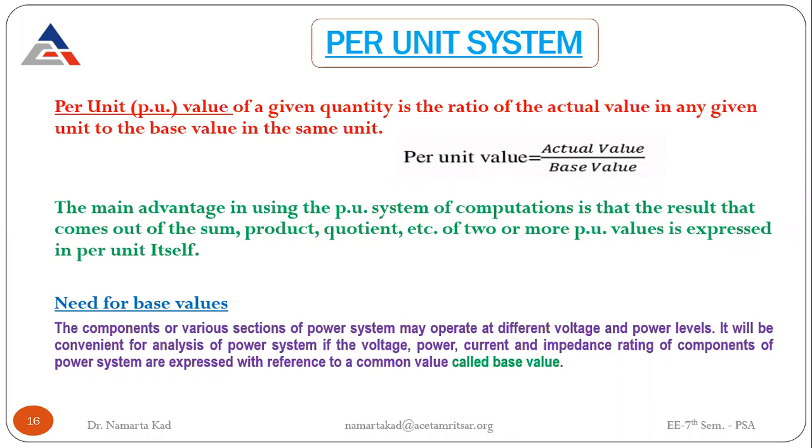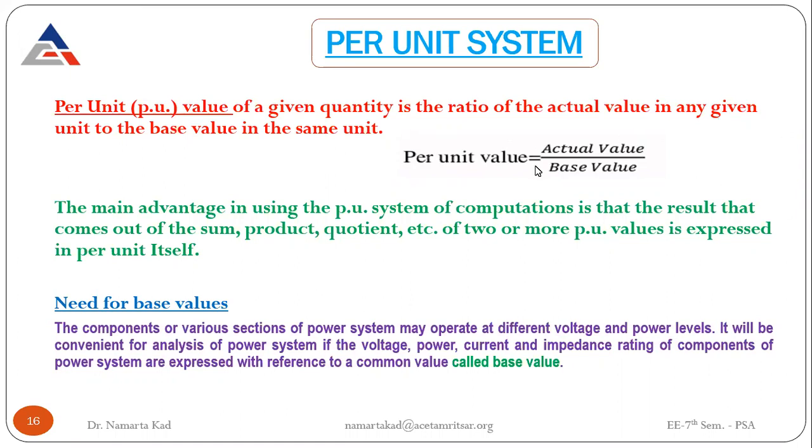Similarly, let us suppose for the secondary side of a transformer having 110 volts, but the base value we selected is 220 volts. So what does the per unit value come out to be? It comes out to be 0.5 per unit for the secondary side. So what does this mean?